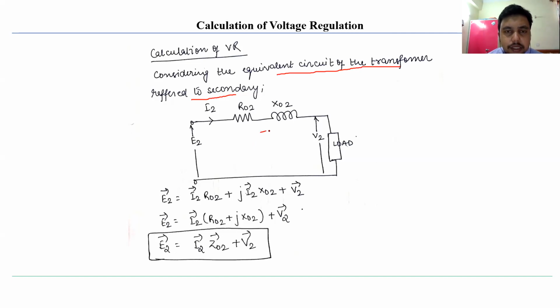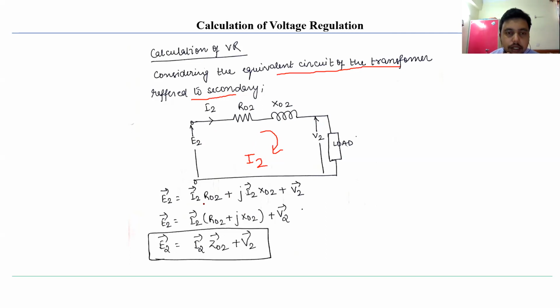So if you are taking this particular circuit, the current flowing through the secondary circuit will be I2, and the applied voltage is E2. This applied voltage is meeting the voltage drops R02 and X02, and finally it is supplying the voltage V2. So you can write the phasor equation.